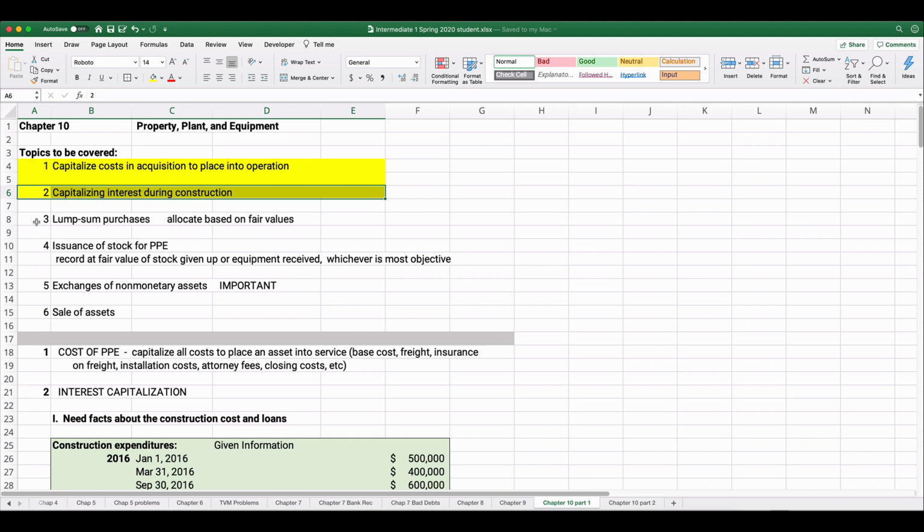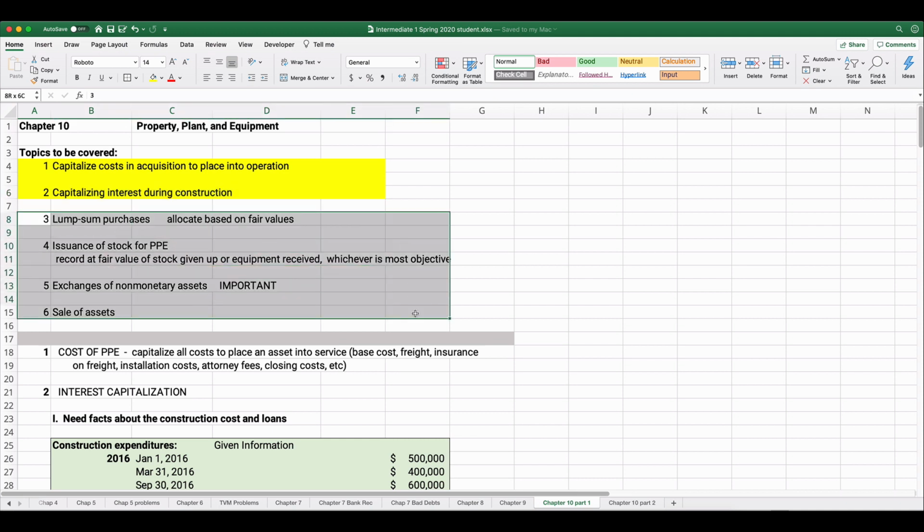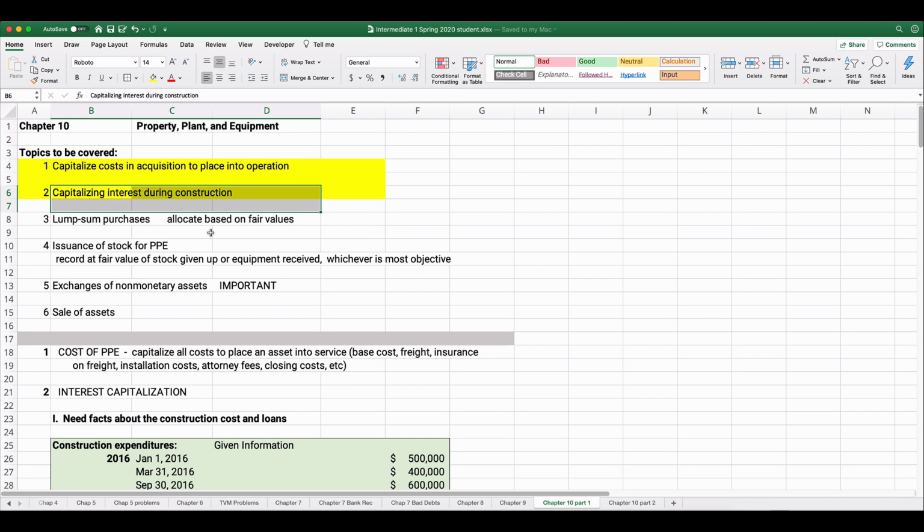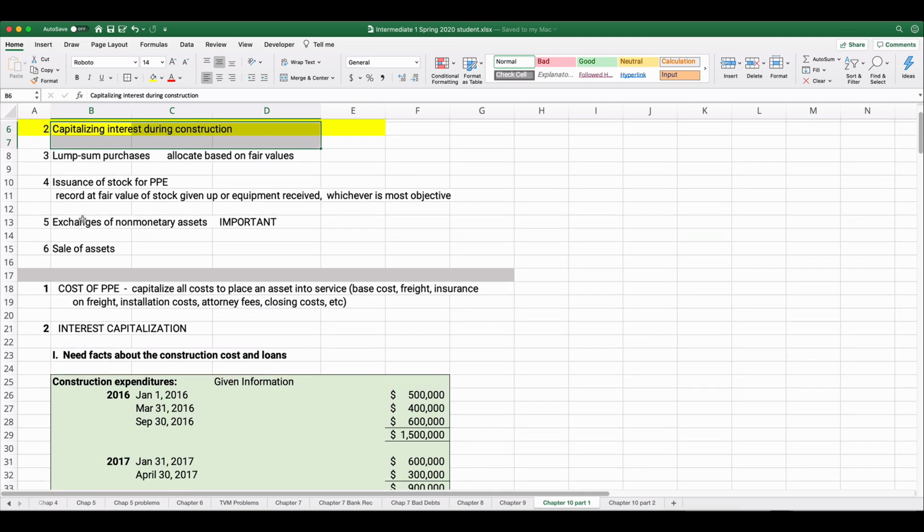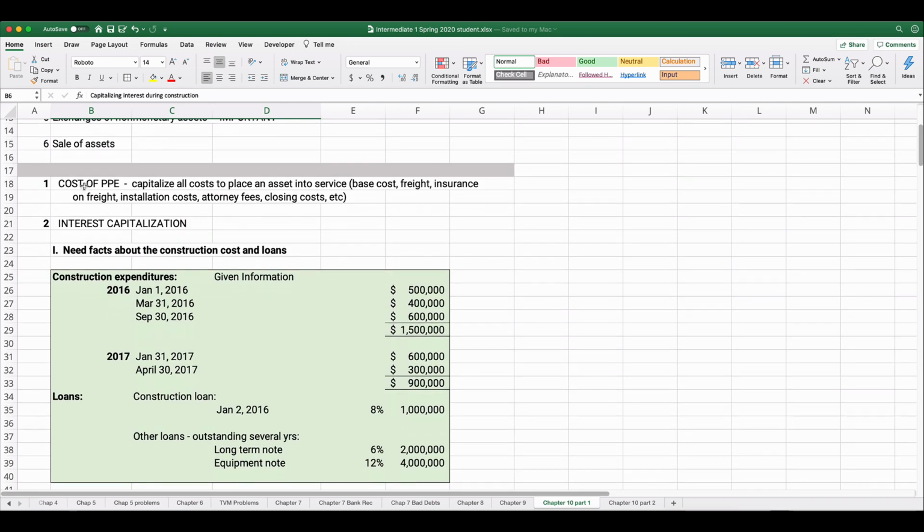And then I think I can do all this in the second video. We'll probably do a second video that relates to this interest capitalization. So let's talk about what that is for a second, and we'll get going on the problem. So here is kind of the outline. The cost of property, plant, and equipment is to capitalize all costs necessary to place an asset into service. So it's the cost plus the freight plus insurance, installation, attorney fees, closing fees, taxes, on and on and on.